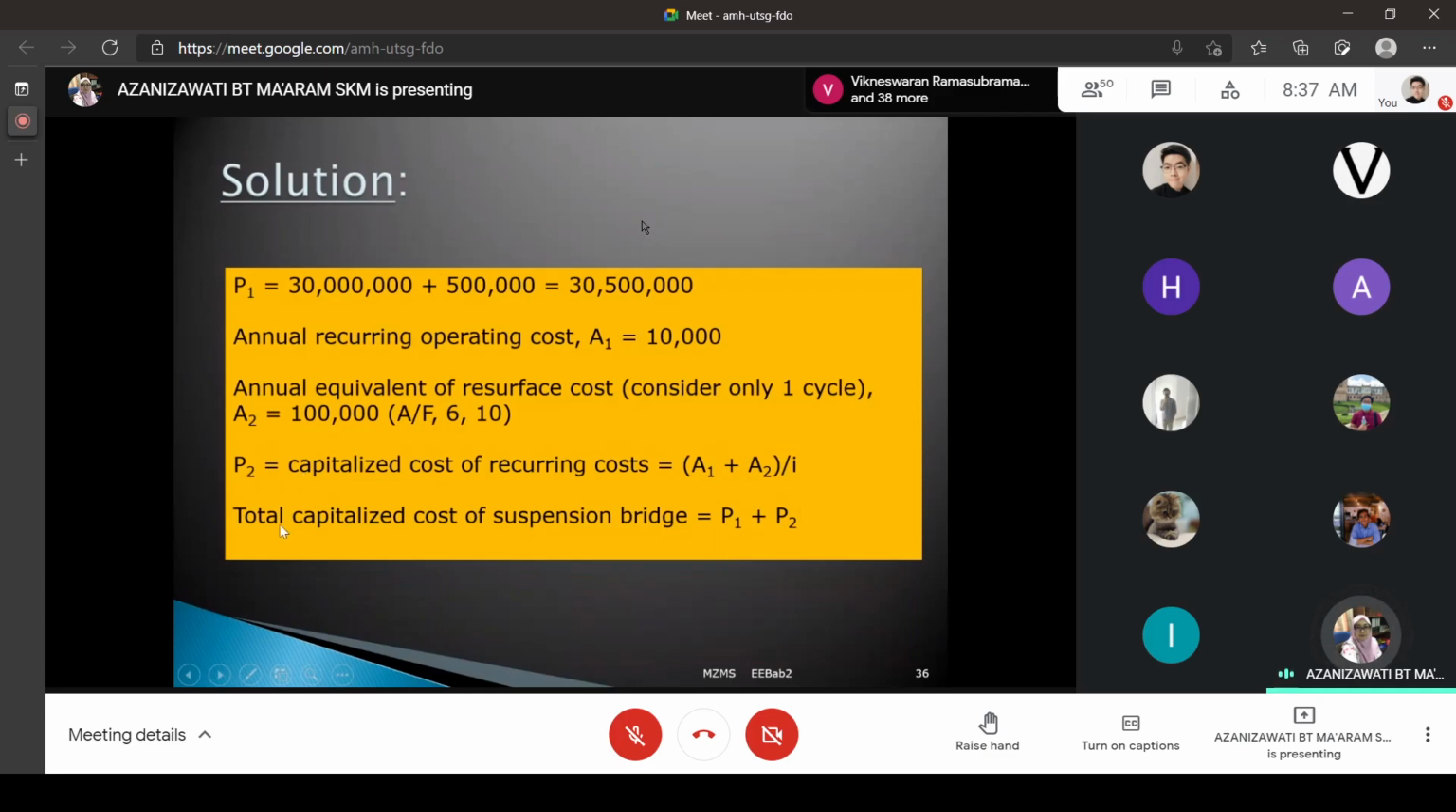And then afterwards, the total capitalized cost for suspension bridge. So you have to combine the P1 with P2. That is the total capitalized cost. Okay, any question?